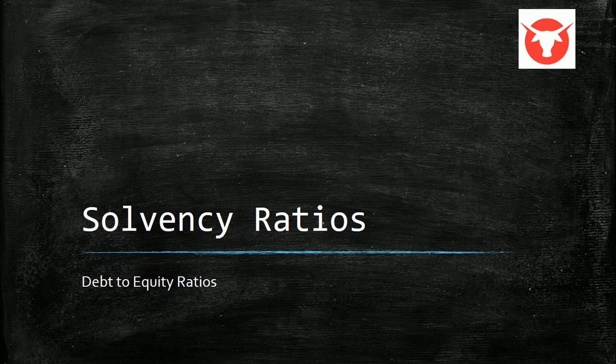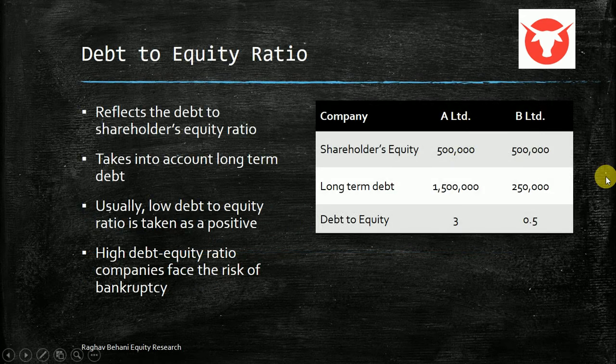Solvency ratios. We look at debt to equity ratio to judge the long-term solvency of a company. Debt to equity ratio is quite simple in calculation. It is nothing but total debt divided by shareholders' equity. It takes into account long-term debt. However, some investors also consider short-term debt.